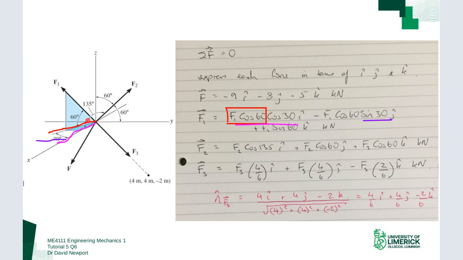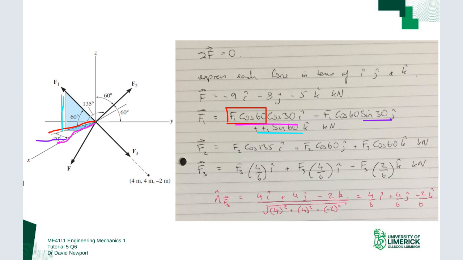F1 cos 60 sine 30 j hat. That's acting in the negative y direction, so I have a minus on that. Then the vertical component here is F1 sine of 60, which is in the positive z direction. That gives me the k hat version of it there. I've written over there F1 sine 60. So that's F1 broken down into its 3 components.